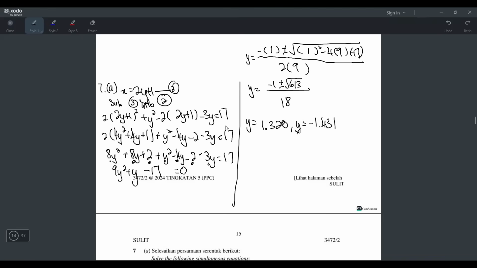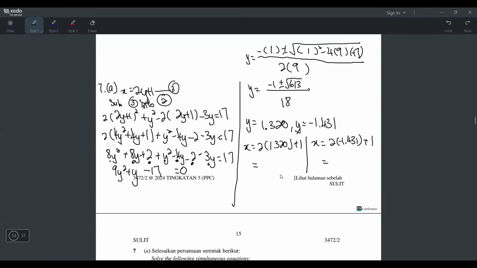But I still have to find x, so I have to substitute inside here, so it becomes x equals 2 times 1.320 plus 1, and then later I press here. And then the other one, x equals 2 bracket negative 1.431 plus 1, and then later I press here.